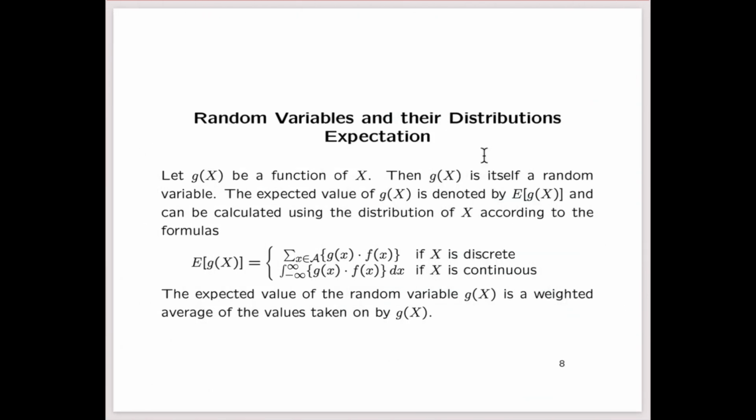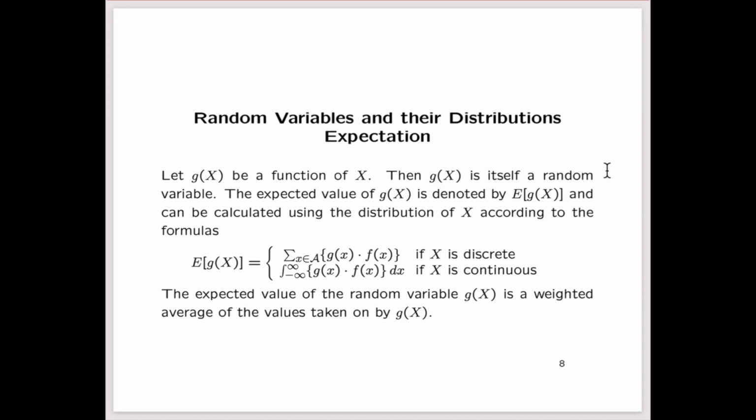Okay, now let's suppose we have a function of X. Instead of just X itself, we have some function of X, and so we'll denote that function by lowercase g of X. All right, and so we can think of this as a transformation of the random variable X. Now, when we calculate a function of a random variable, the result is itself a random variable.